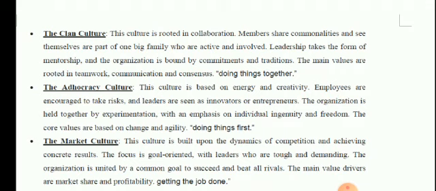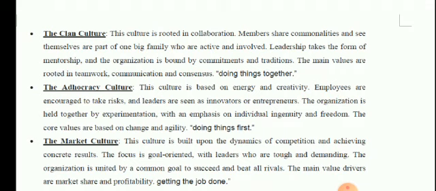The market culture is a very strict culture. This culture is built upon the dynamics of competition and achieving concrete results. The focus is goal oriented. The leaders are tough and demanding. The managers are very tough, and they expect the same from you. The organization is united by a common goal to succeed and beat all rivals.